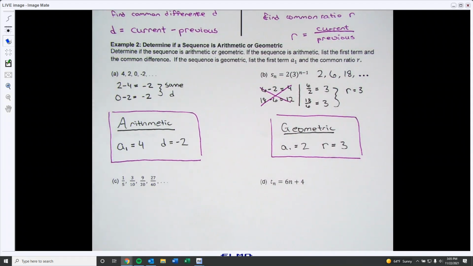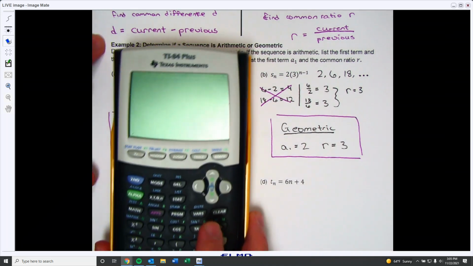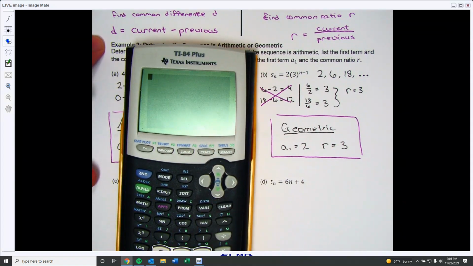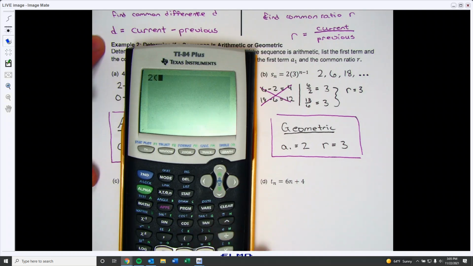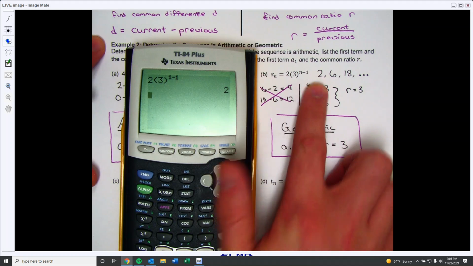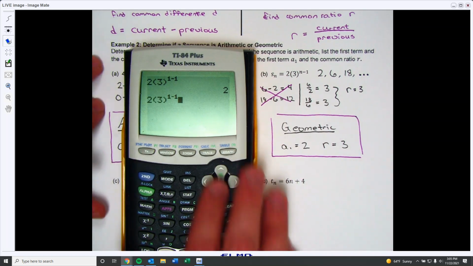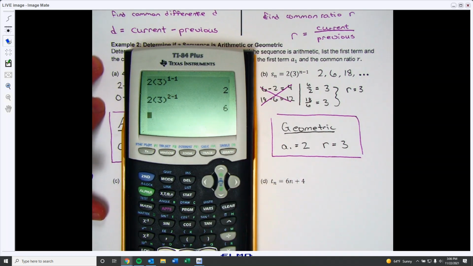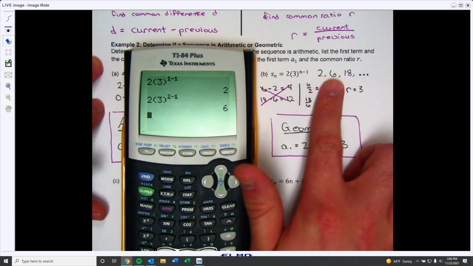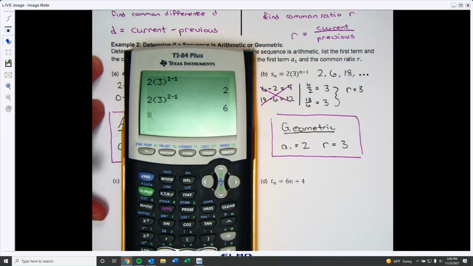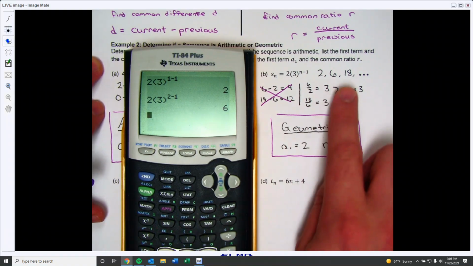Now, I will go ahead and tell you this part, just in case doing all this in your head isn't your best friend. You can use your calculator to help you out. So right here, I could have done 2 times 3 raised to the 1 minus 1 power, and that gave me 2. Then we can do it again and change that to a 2, and that gives me 6. So if doing the mental math is not your strong suit, please feel free to use your calculator, type it in, and then list out your numbers.